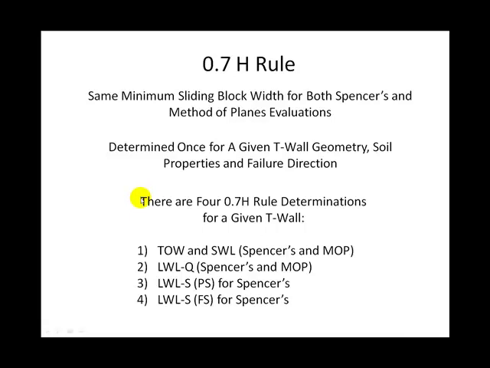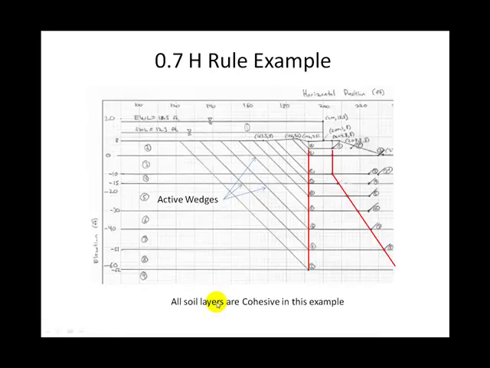Hence, for a typical T-wall evaluation, there will be 4 7/10 H rule determinations. The first one would be for the top of wall and the still water level for both Spencer's and method of planes analyses. The next one would be for the low water Q case for both Spencer's and method of planes. The next one would be for the low water S case for a failure on the protected side for a Spencer's analysis, and the final one would be a low water S case for a failure on the flood side for a Spencer's evaluation.